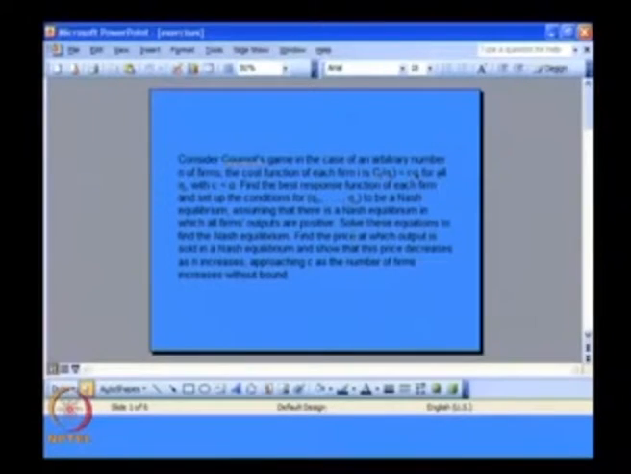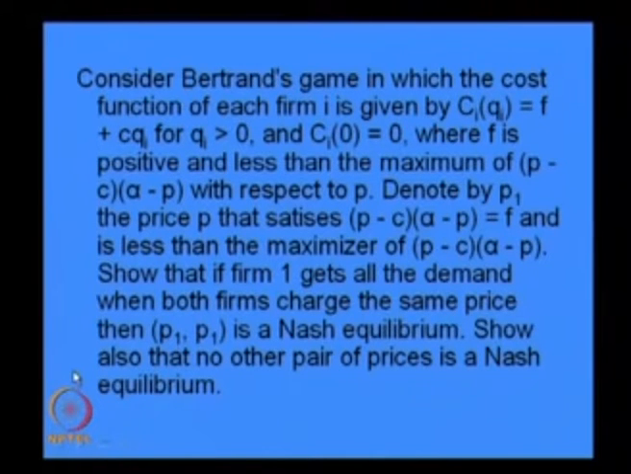So, this is what we have seen. Now, let us do another small exercise to look at another aspect of the Bertrand model. In particular, what will happen if there is a fixed cost of production. So, this is the setting.